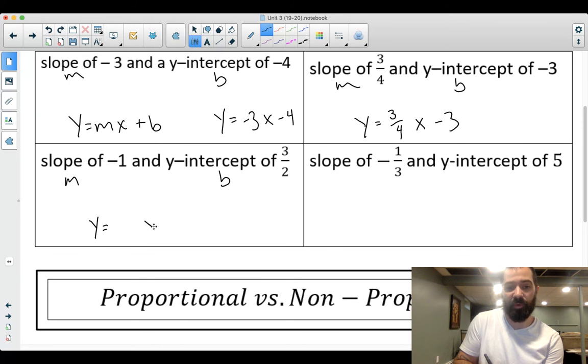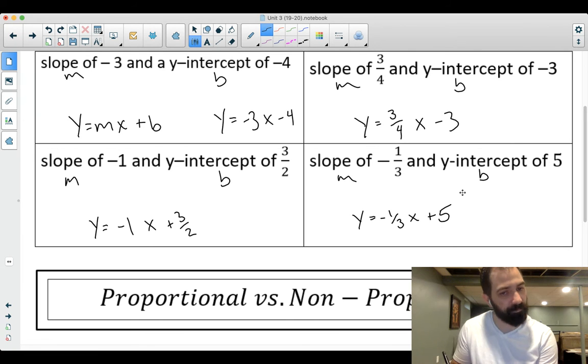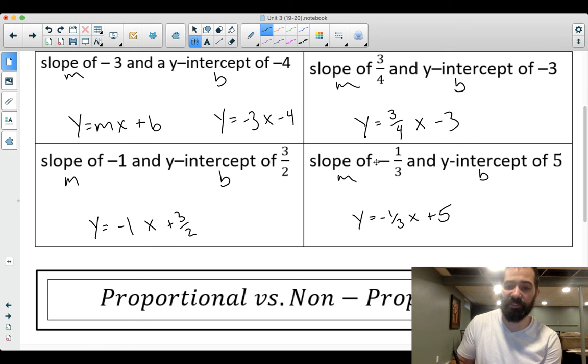Always have a y, always have an x. What goes before my x? What goes after my x? And see if you can do this one by yourself, and then come back. Always have a y, always have an x. -1/3 x plus 5. That's all it is. Pretty simply, just substitute them straight into the equation. You have yourself a nice slope-intercept form equation.